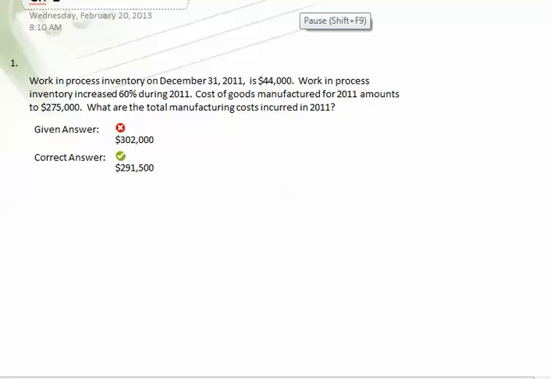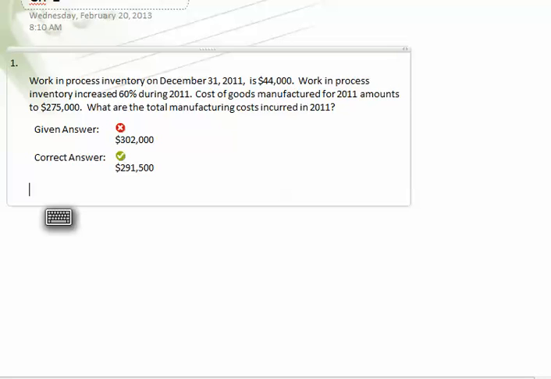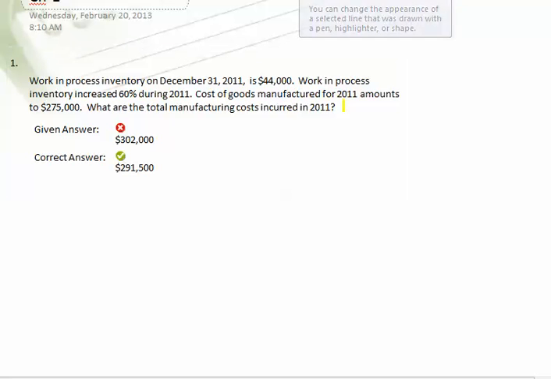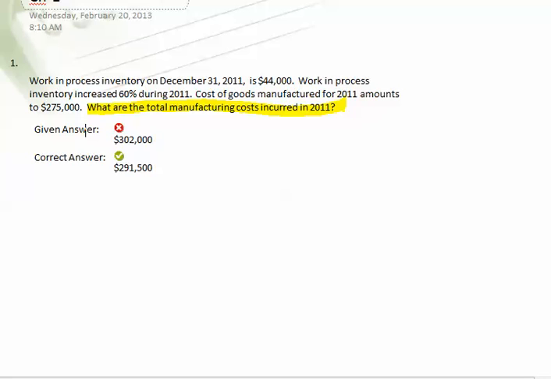So I'm going to begin by looking at the question, and anytime I do, I'm going to first highlight the question. I want to know, before I read all the material, what is it they want from me? The question is saying, what are the total manufacturing costs incurred in 2011? So we're going to be looking at the manufacturing costs that have been incurred.